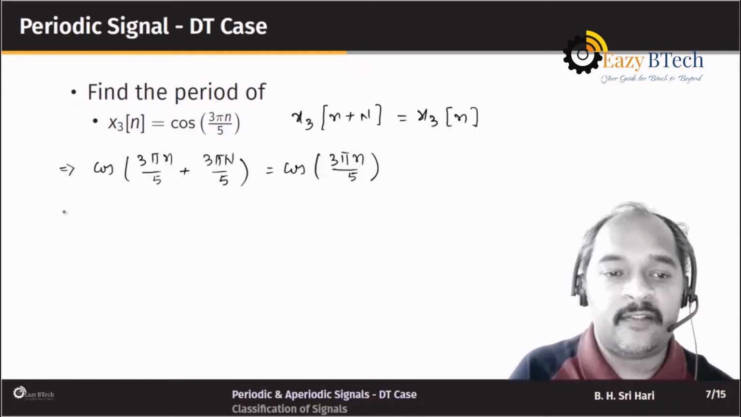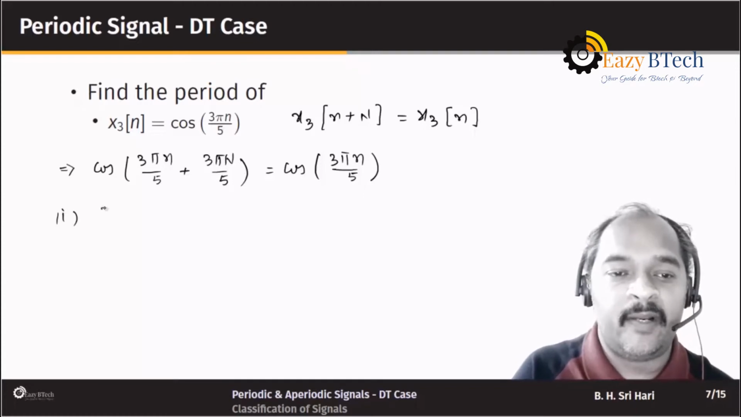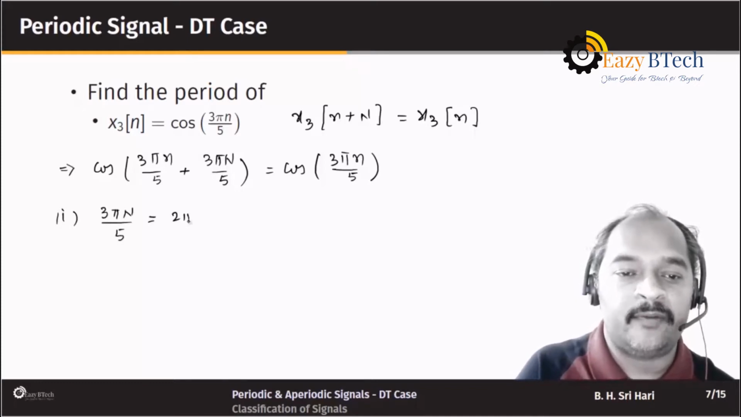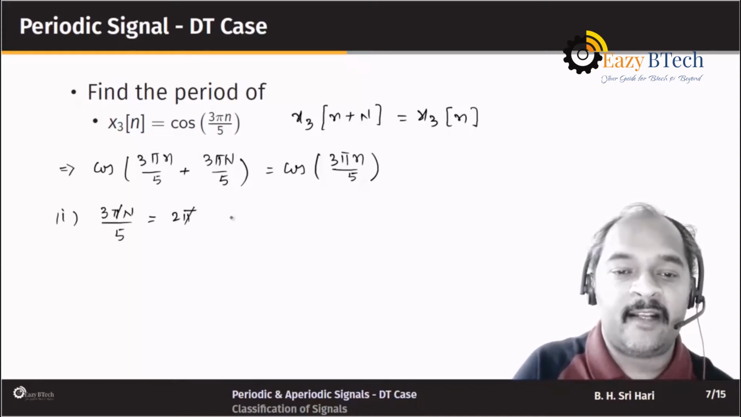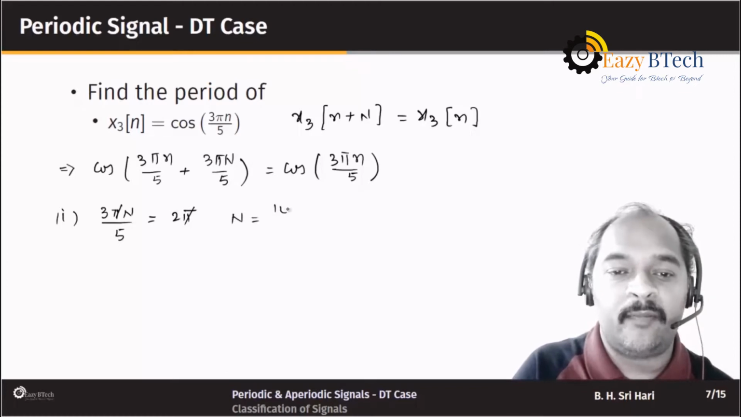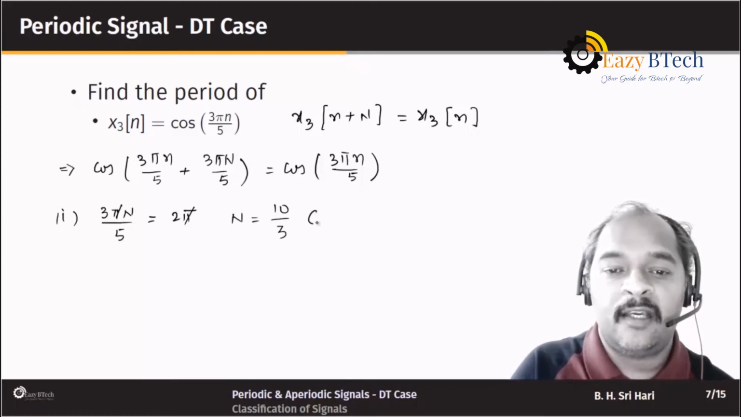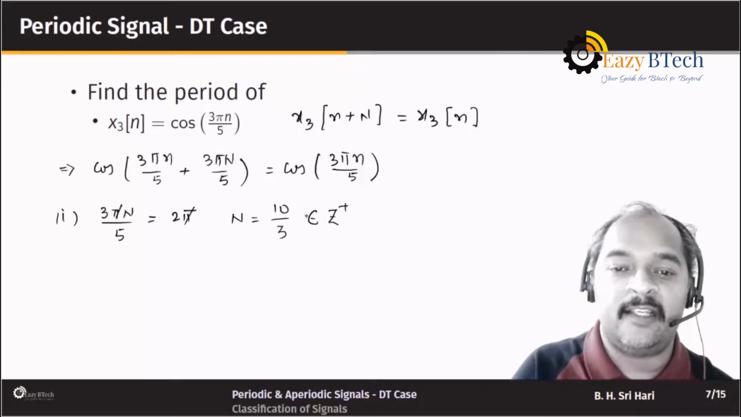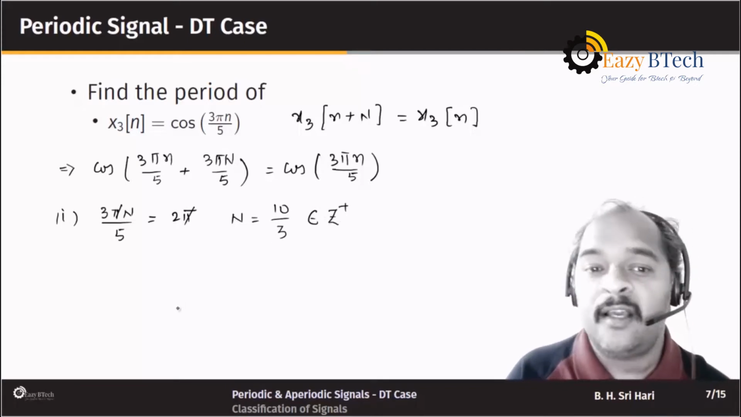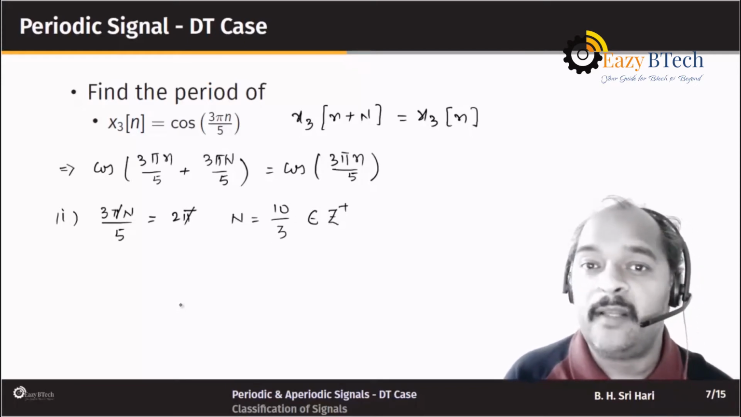Okay, so just in case, we replace the second term with 2 pi. So we get 3 pi N by 5 to be equal to 2 pi. So what happens? Pi will get cancelled. So we get N equal to 10 by 3. But what is this? This is not a positive integer, right? So that is a rational number, and hence 10 by 3 cannot be the period of the signal.